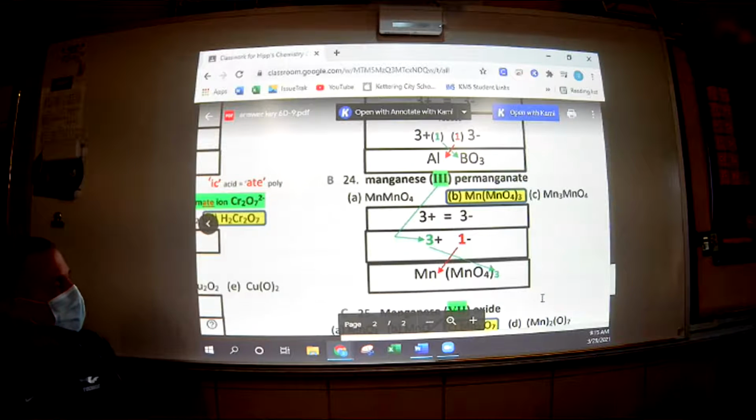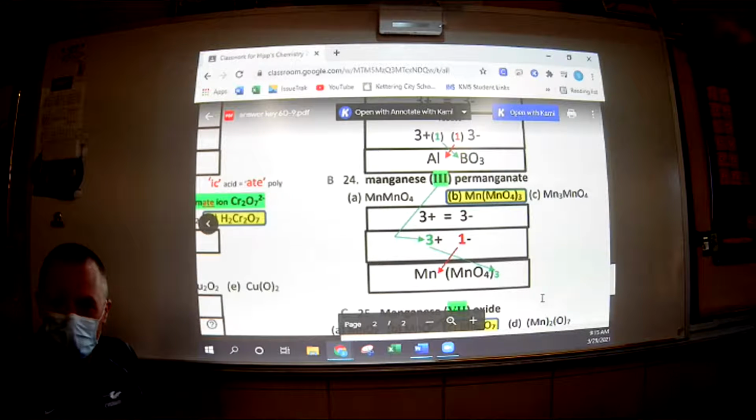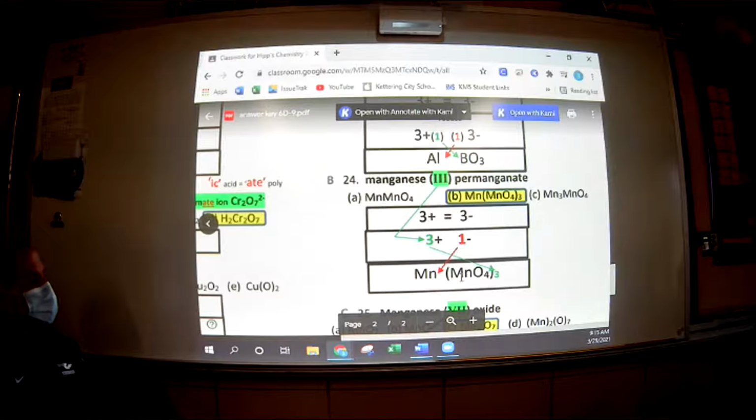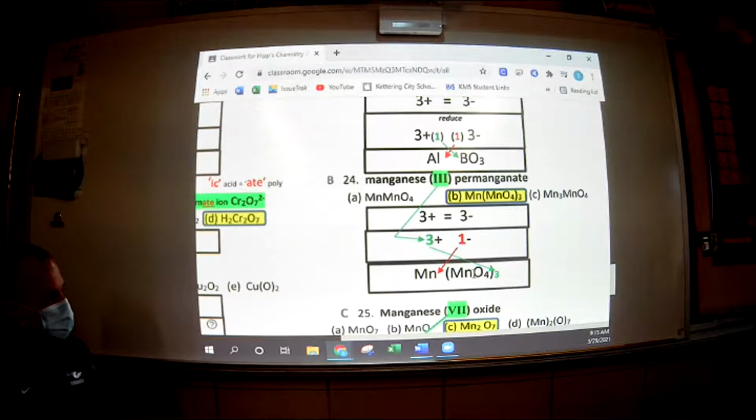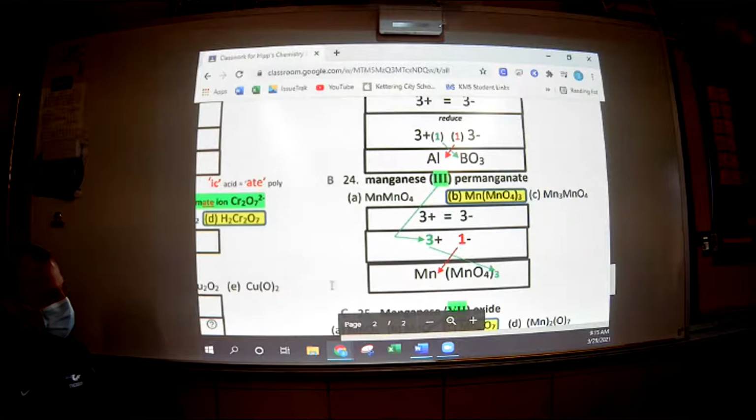That's kind of a weird formula. Look at that. Manganese permanganate. This Mn is in a molecule with the oxygens charged at -1. This is just the manganese ion. That's a very weird one.